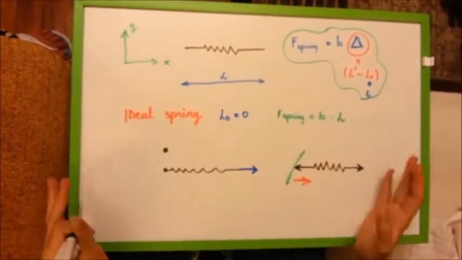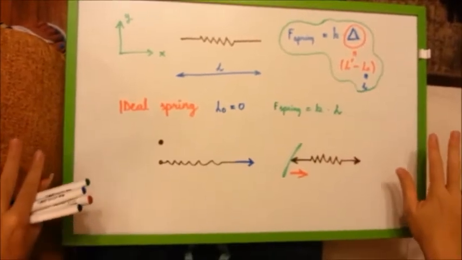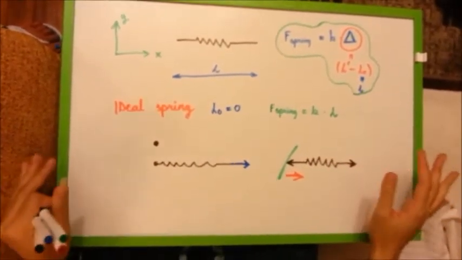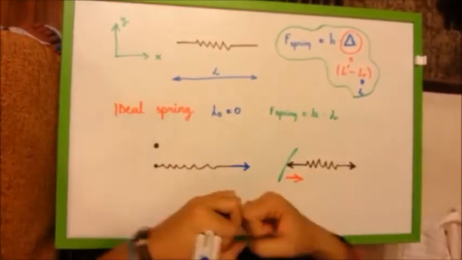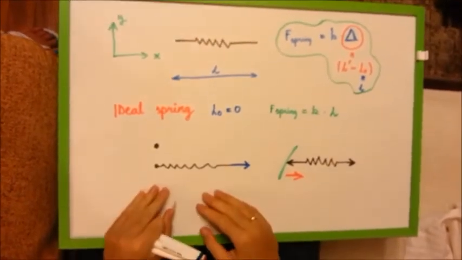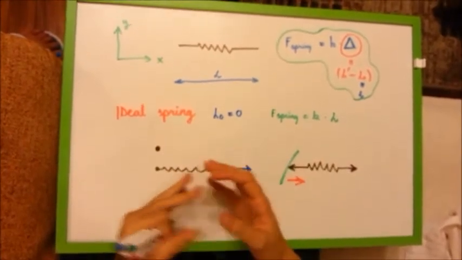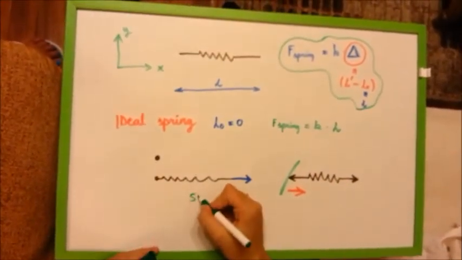For all the cases, if it's compressed, it will tend to expand and push any object that's attached to it. If it's stretched, it tends to compress, so it tends to pull any object. And if our spring is an ideal spring, it always tends to compress, because the spring can only be stretched.